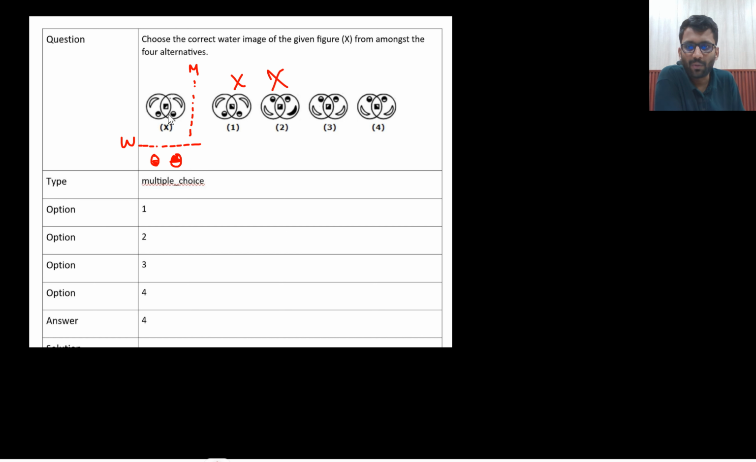Now we need to talk about this box. So this is the box. This is the box, and this upper part is colored here. Okay. And water image we need to make.